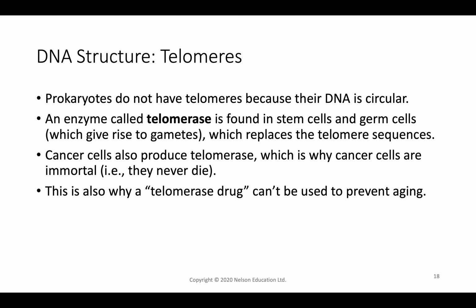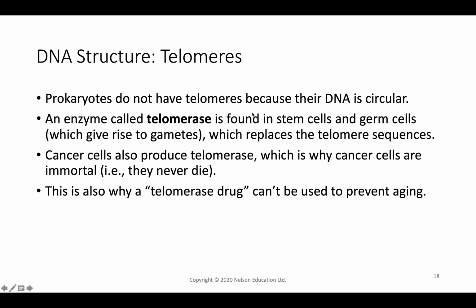And as I mentioned, during gametogenesis, in stem cells and germ cells, we're going to have an enzyme called telomerase, which is going to elongate the telomeres back to their original length. And this is the step that Dolly missed. Dolly did not undergo telomeric lengthening and therefore went into her life as though she had started off at the end of her life in terms of her telomere length.